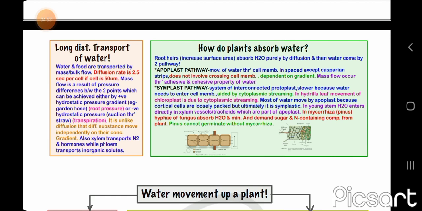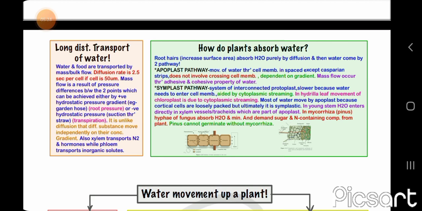Root hairs absorb H2O purely by diffusion, and then water travels by two pathways: the apoplast pathway and the symplast pathway. The apoplast pathway is the movement of water through the cell wall spaces, except at the Casparian strips. It does not involve crossing the cell membrane and is dependent on the gradient. Mass flow occurs through the adhesive and cohesive properties of water.